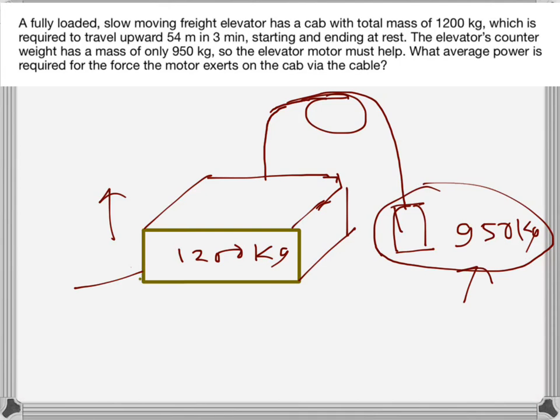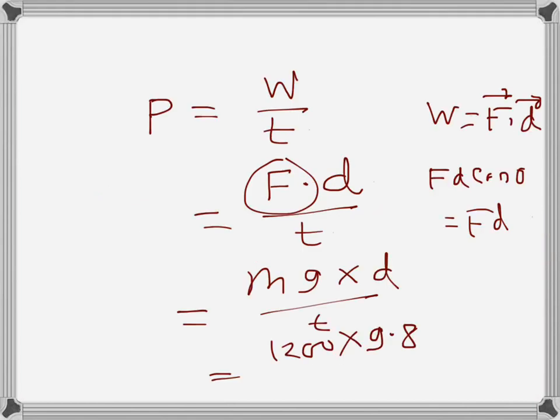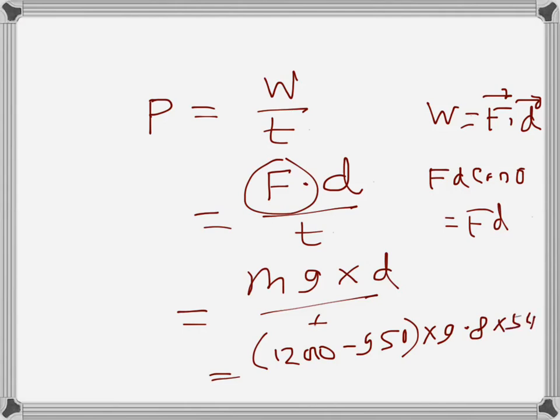If there was no counterweight, the motor had to take the whole 1200 kg upwards, but in this case there is 950, so 1200 minus 950. The counterweight is also doing part of the motor's work. So what I have to write here is 1200 minus 950 times g, which is 9.8, and then times 54, and in the denominator will be time, which is 3 minutes, and it has to be in seconds, so 3 times 60.